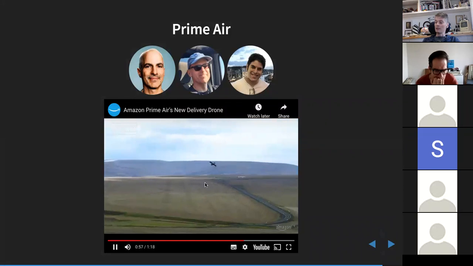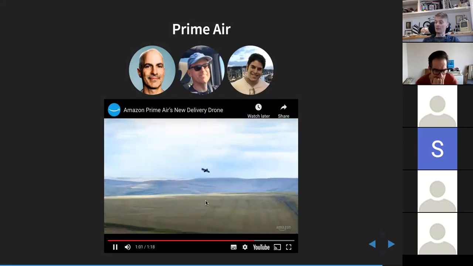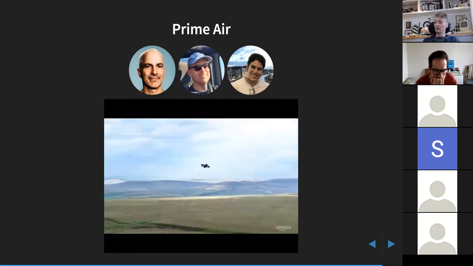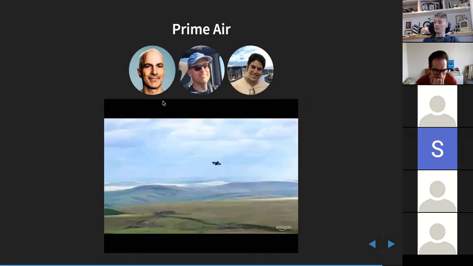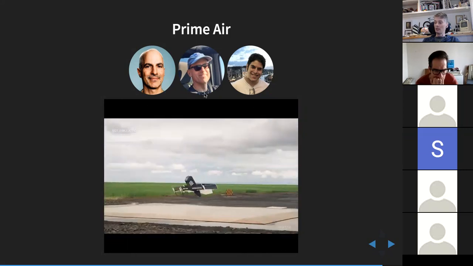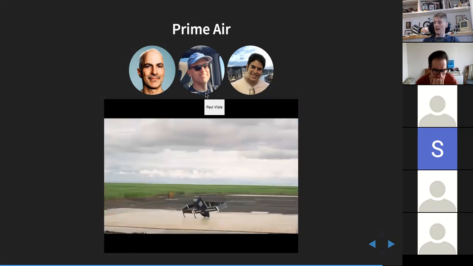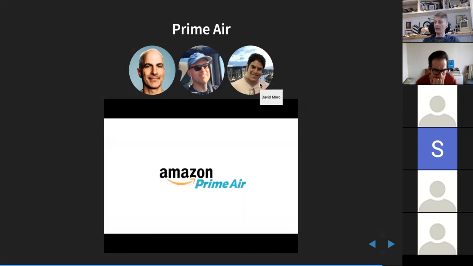Now, what you see going up is that it's going to land, and it's going to transition back into a vertical position in order to land. Now, these people at the top: Gur was the vice president who came up with the project and led it. Paul is the chief scientist for Prime Air, and David was our collaborator.